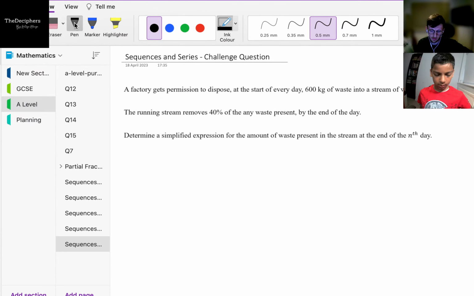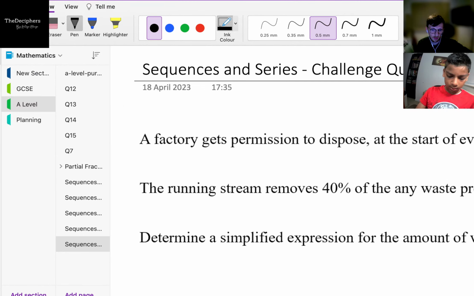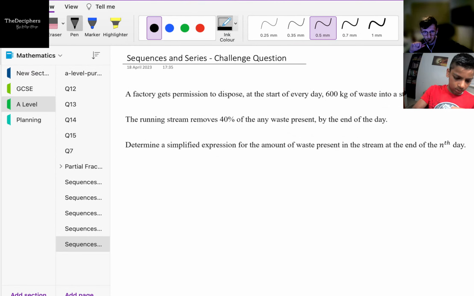Yes, it keeps multiplying by 60% because 40% just gets removed. So r is 0.6. It's tricky on this one. Don't rush into things too quickly on this one.